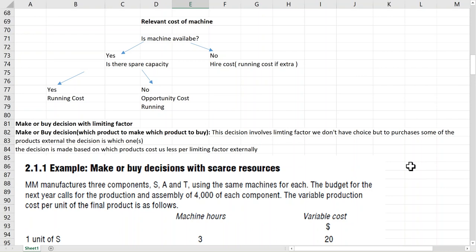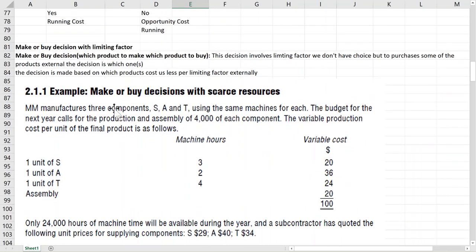We don't look at per unit, we look at per limiting factor, just like we looked at in throughput accounting. In throughput accounting, if you remember, we looked at contribution per limiting factor. Here we will look at incremental cost per limiting factor. But let's see. So this is a decision with scarce resource, with limiting factor.